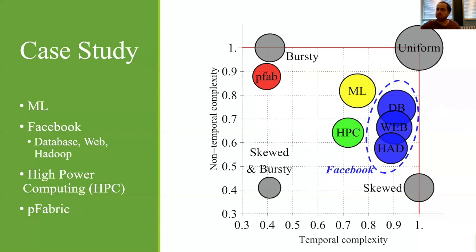Unlike these, the prefabric, which comes from a simulation, shows a greater degree of non-temporal complexity with a smaller degree of temporal complexity, quite unlike the Facebook traces. The high power computing traces show a similar profile to the machine learning, where they contain similar amounts of temporal and non-temporal complexity. And more interesting insights can be found in our paper.